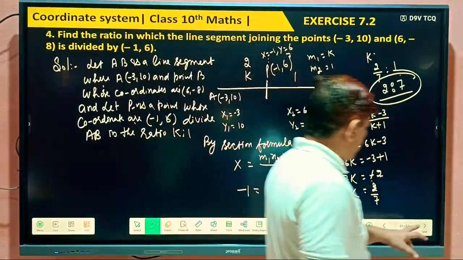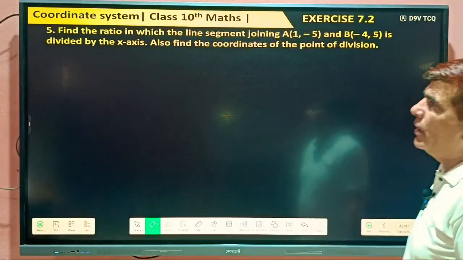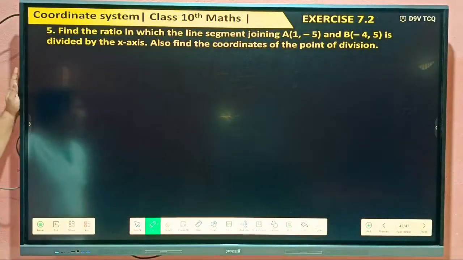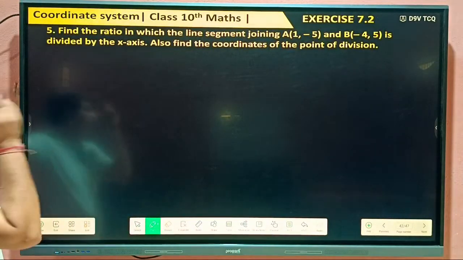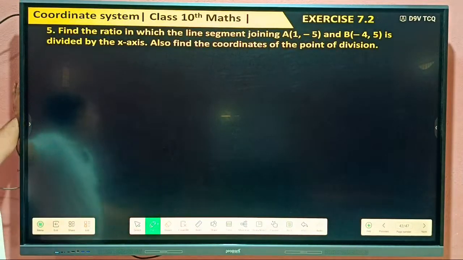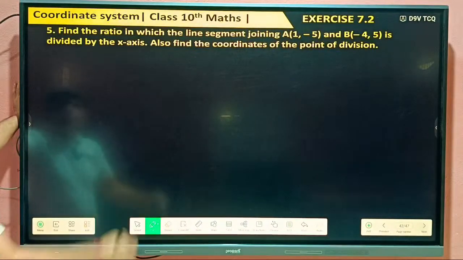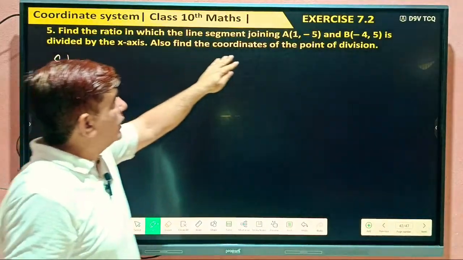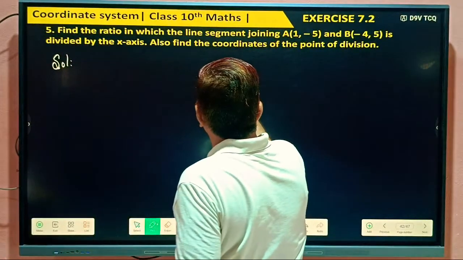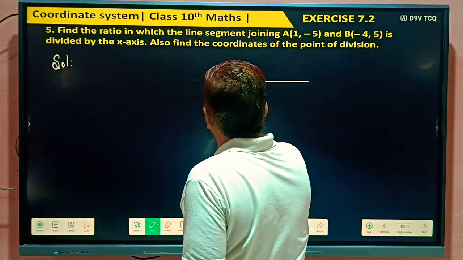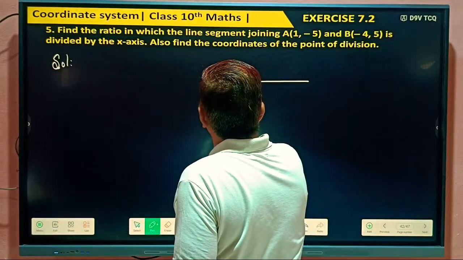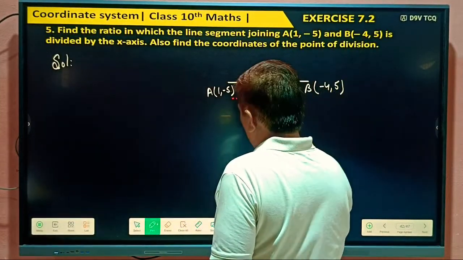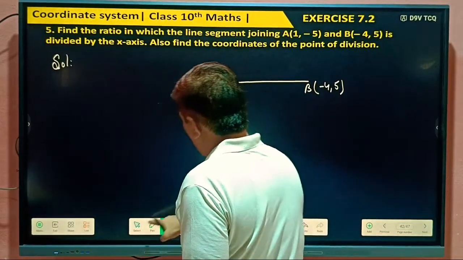Now next question. Question number 5. This also is according to what is given in the examples. In the example, the y-axis is given here and the x-axis there, this is the difference. So solution: find the ratio in which the line segment joining A and B. A has coordinates 1 and -5, and B is a point -4 and 5.